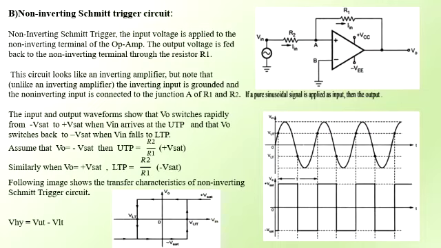Because here, when the output goes from negative saturation to positive saturation, we cross the upper trigger point, the upper threshold point, and VUT is positive. When it goes from positive saturation to negative saturation, it crosses the lower threshold point, that is LTP. This is the lower threshold point, and this is the upper threshold point.